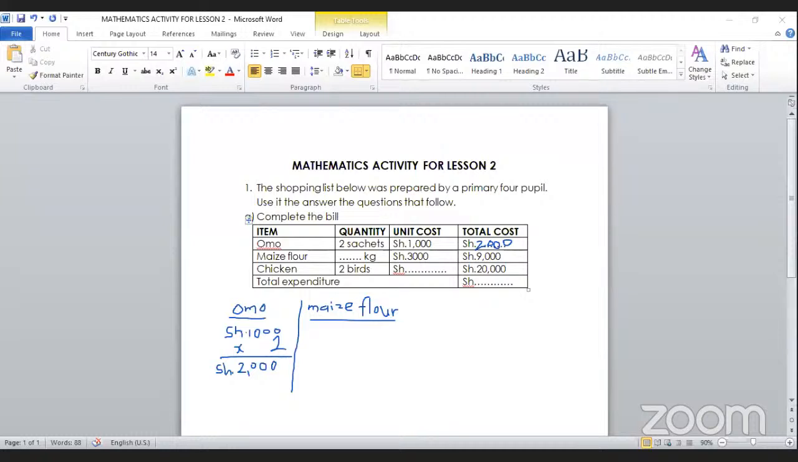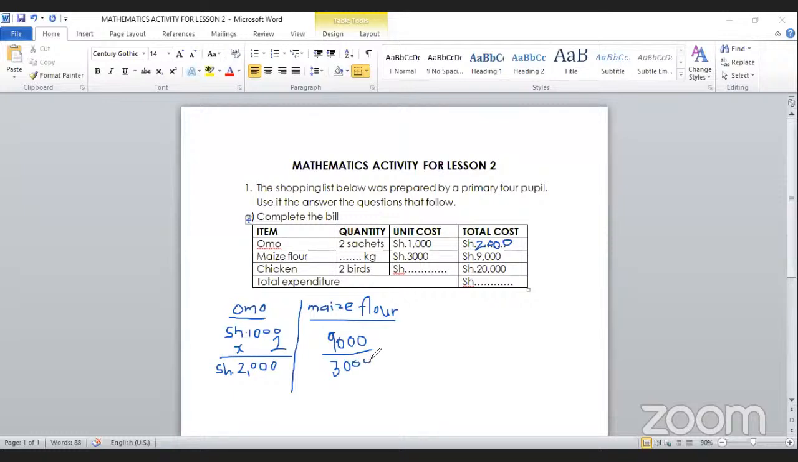By dividing. Very good, by dividing. So you have heard from Deborah that we are supposed to divide. What are we going to divide, Deborah? So you get the total cost. Oh, it is the quantity missing. So you get the total cost, that is 9,000 divided by the unit cost, which is 3,000.